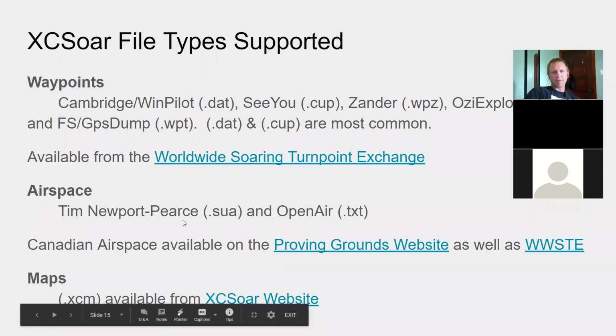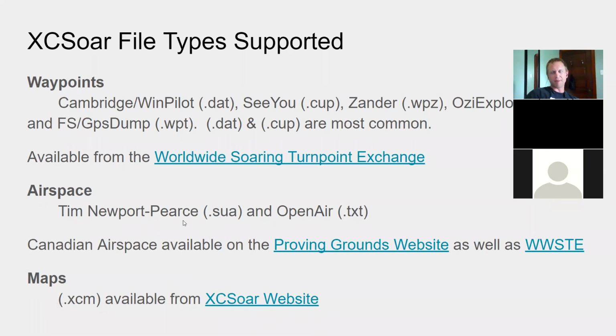And then the maps. So this is the base map. You have elevation data and also topography data, and then rivers and cities and things like that. It's available on the XCSoar website. There is a map generator, so you can make your own map of given dimensions, and then they also have a bunch of pre-made maps.